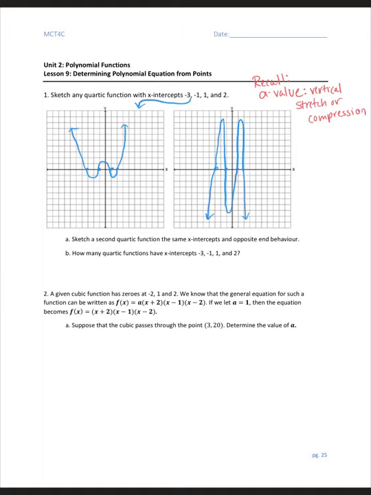All right, so when we have a quartic that opens up, but it's kind of a wider W, we could then also have a quartic function that has the exact same zeros, but it's a little skinnier and stretched, and there's some a value that's causing that stretch. So let's look at how we can represent this. How many quartic functions have x-intercepts of -3, -1, 1, and 2? And we can say that there are infinite possibilities.